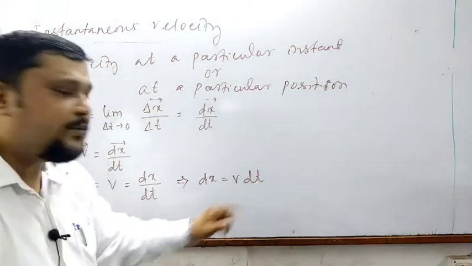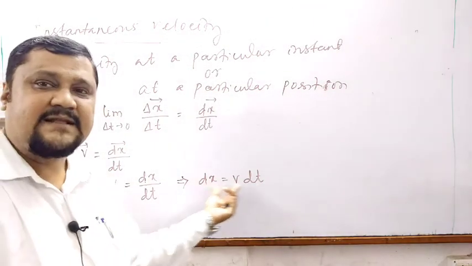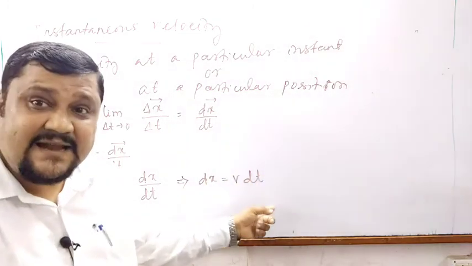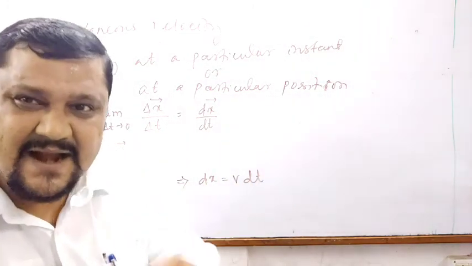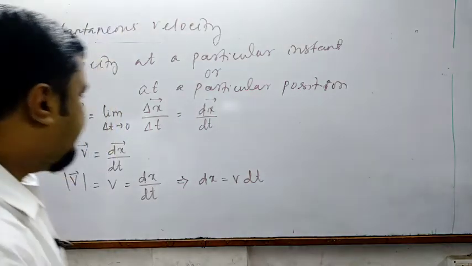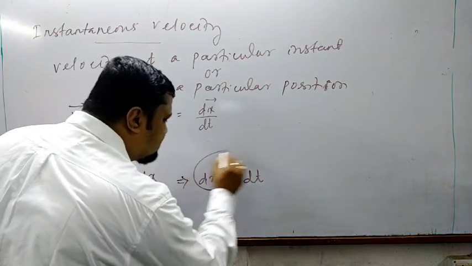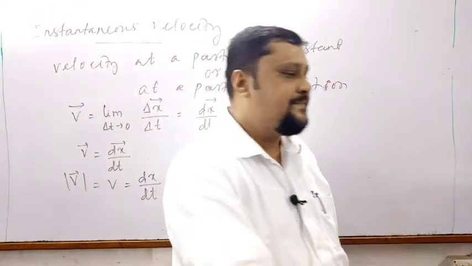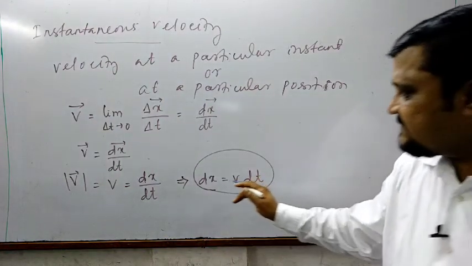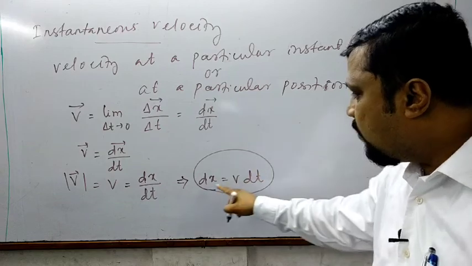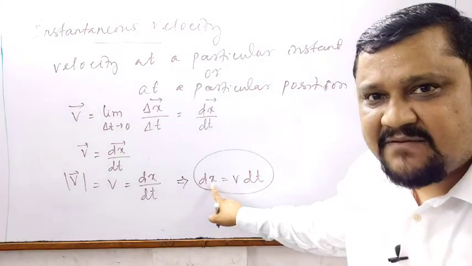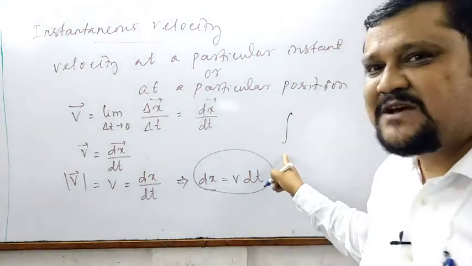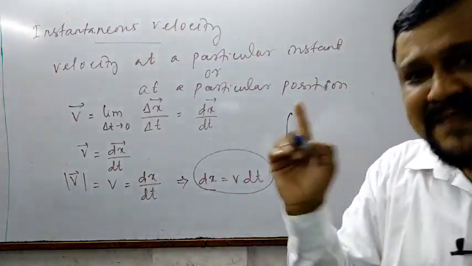So v into dt will give you the distance traveled in the time interval dt if the body has an instantaneous velocity v at that instant. At that instant dt, a very small instant of time, what is the distance? So dx is equal to v dt. Got it? Okay. Now sometimes the question is, suppose I ask you what is the distance travelled by the body from the position x1 to x2, then we will do integration. That is the use of integration, what we read that we use here.